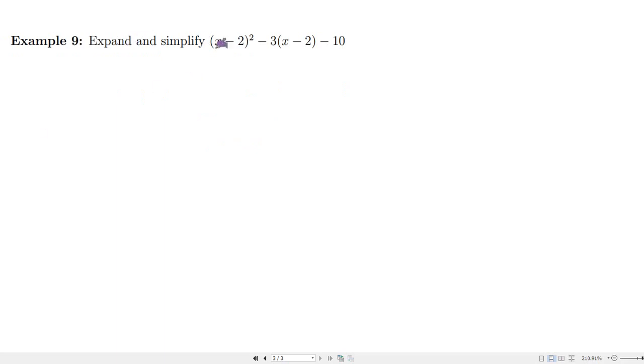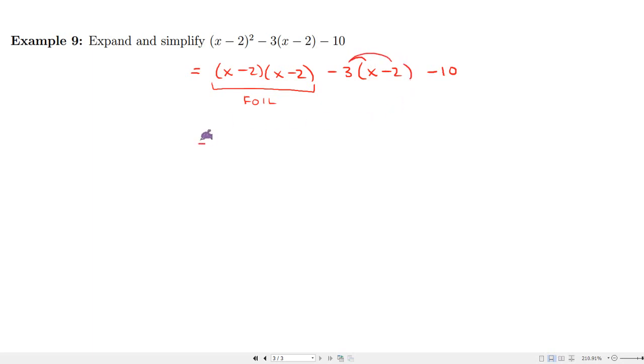And then finally, we want to expand and simplify this expression here. So just like we did in the previous one, we could rewrite this term as x minus 2 times x minus 2. So then we could do the foiling, but let's just continue to keep rewriting. 3x minus 2 minus 10. Okay, so for this, we will FOIL. And then what are we going to do for this one? So let's FOIL this. And then this one, we will just do a normal distributive property.